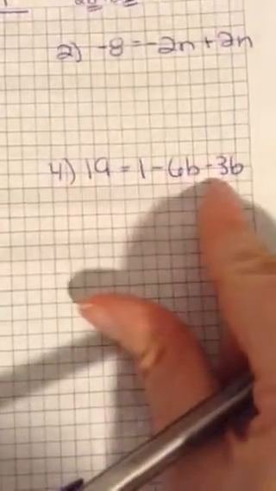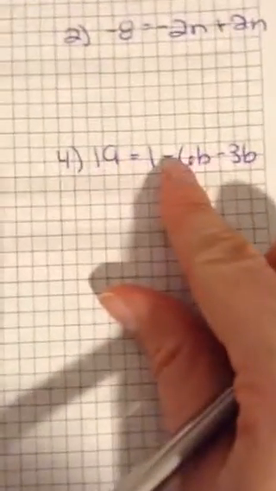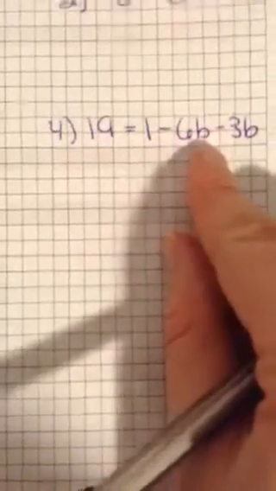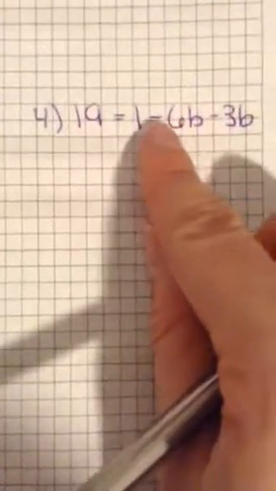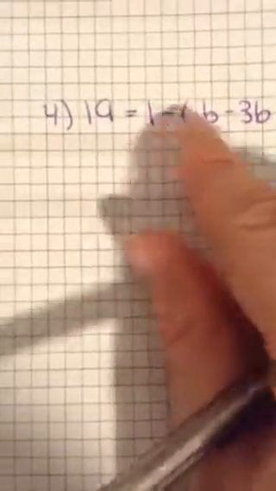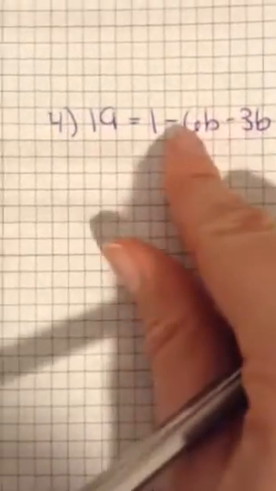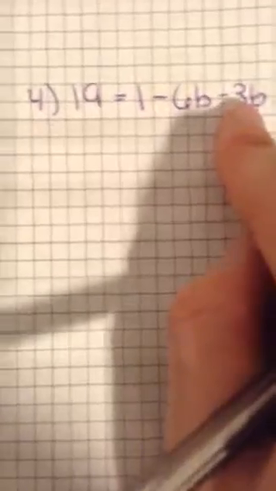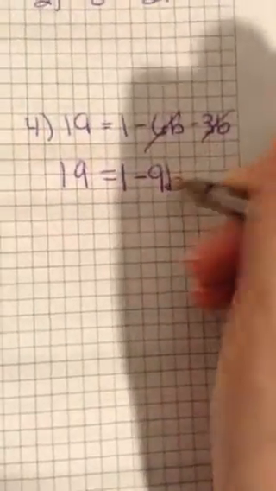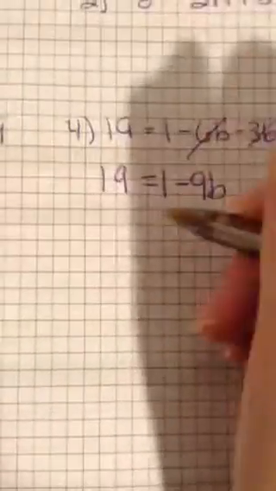And then for this one right here, 19 equals 1 minus 6b minus 3b. So check this out. I'm going to combine this minus 6b with the minus 3b. This is like I have 6 negative b's here, 3 negative b's here. Or I owe $6, I owe $3. I could just say that I owe $9. So 19 equals 1 minus 9b. So I combined these into a minus 9b.